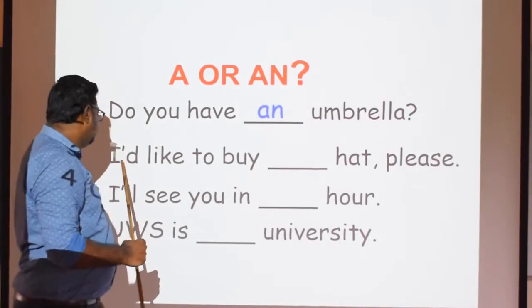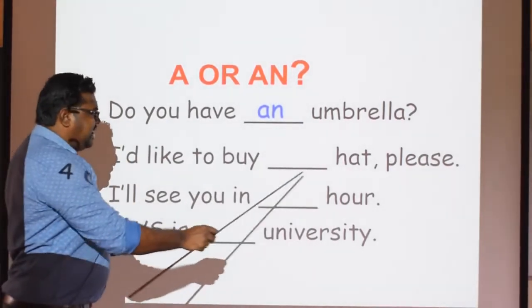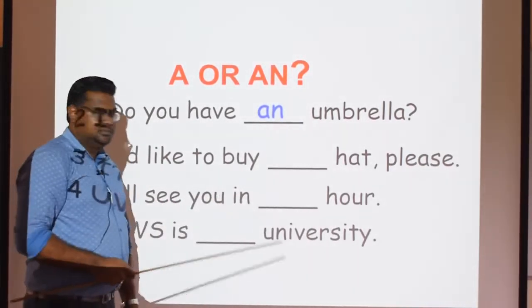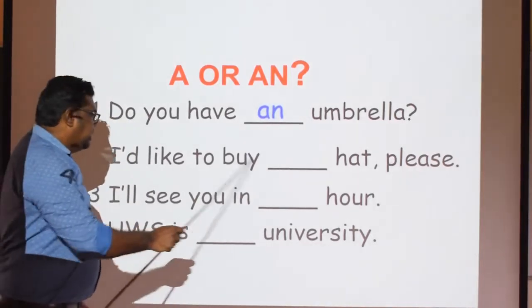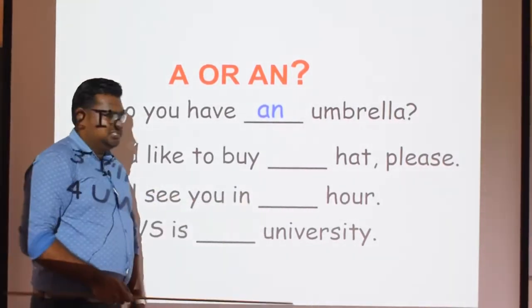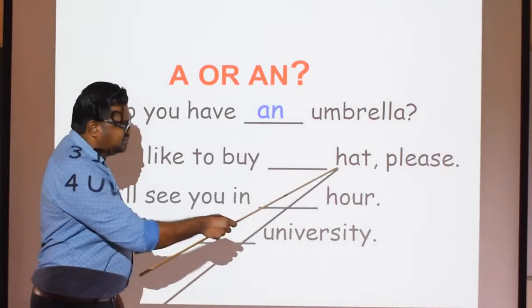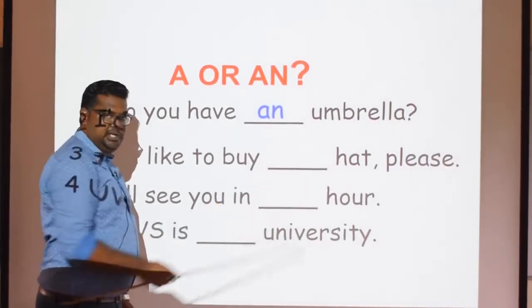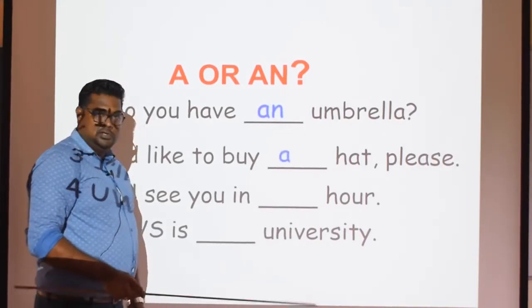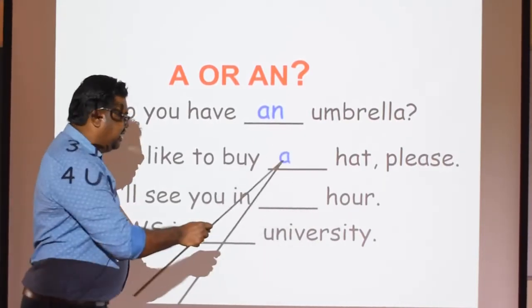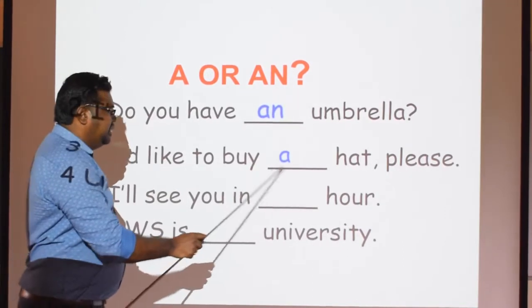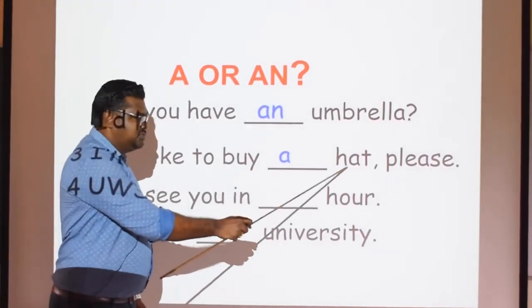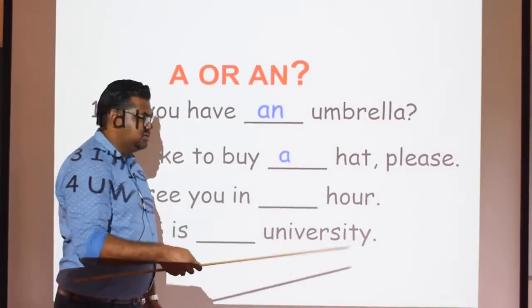Second sentence. I would like to buy dash hat please. So which is the article which you are supposed to use before the word hat? Now look at this word. Hat starts with H. So the correct article is a. I would like to buy a hat, because hat starts with H and H is a consonant.